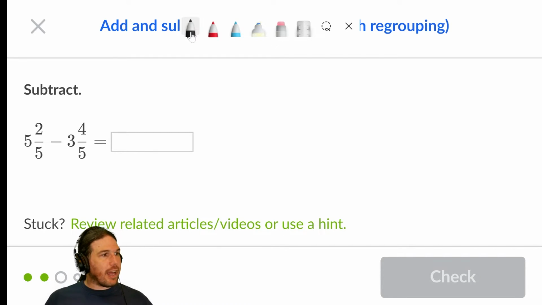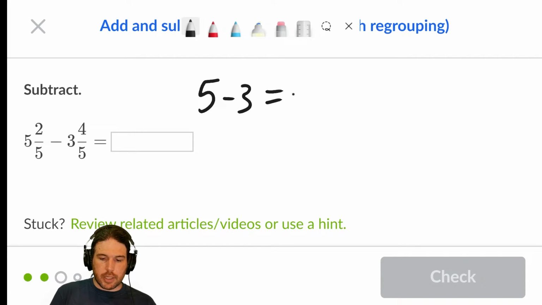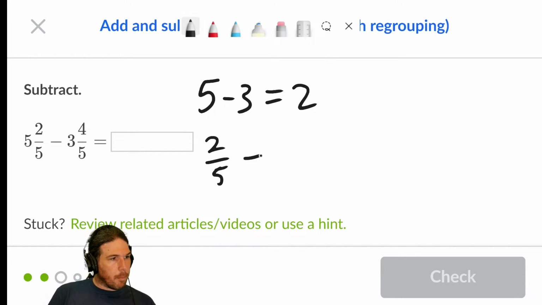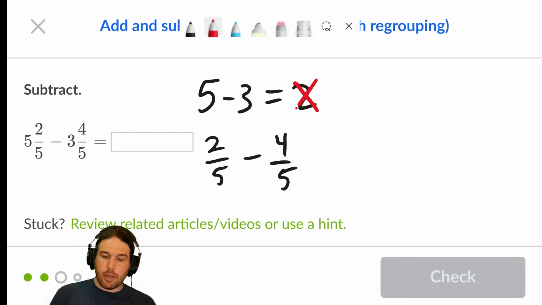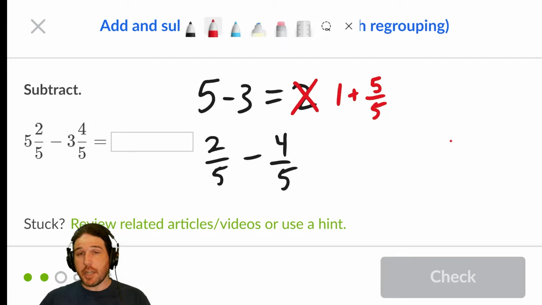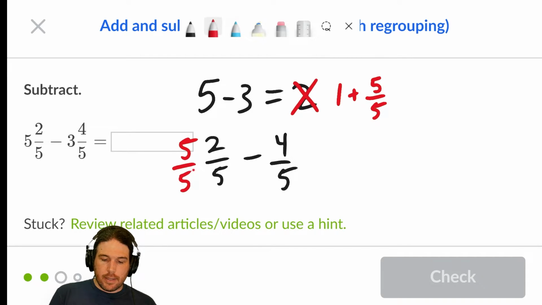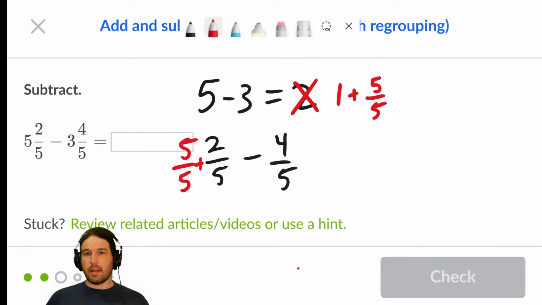Okay, 5 and 2/5 minus 3 and 4/5. I think we can already sort of see where we're going from here. 5 minus 3 is 2. 2/5 minus 4/5. Again, 2 minus 4 is too big, so we're going to peel a 1 away from this 2, and we're going to make it 5 over 5. Again, common denominator, right? We want the denominator to be the same. So we are essentially taking that 1 and adding it plus to this 2/5.